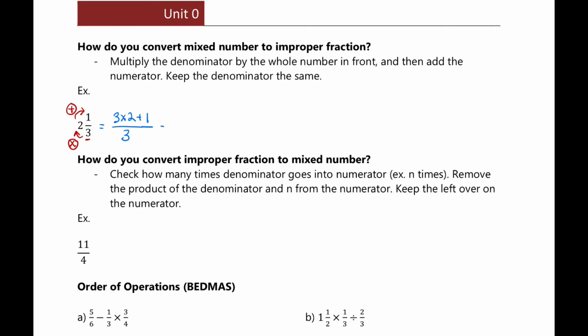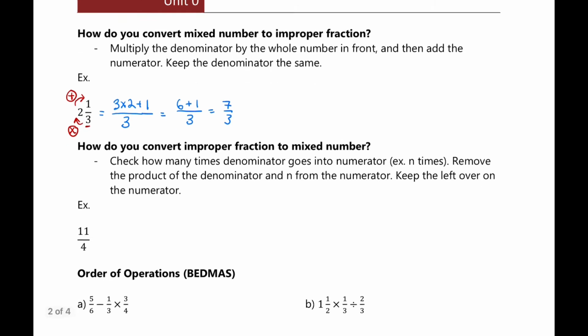So this one is equivalent to saying 6 plus 1, because 2 times 3 is 6. We have 7 over 3. So that's how you convert to an improper fraction. Okay, I kind of went over the previous example quickly, but this is just a step-by-step instruction.